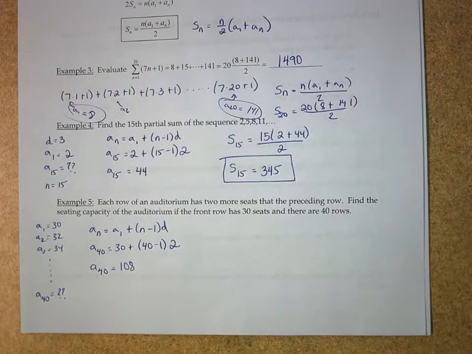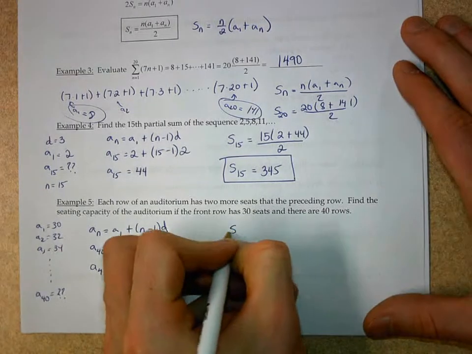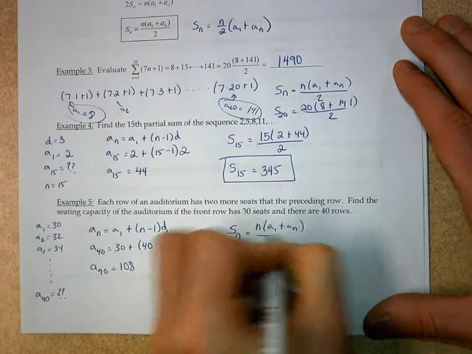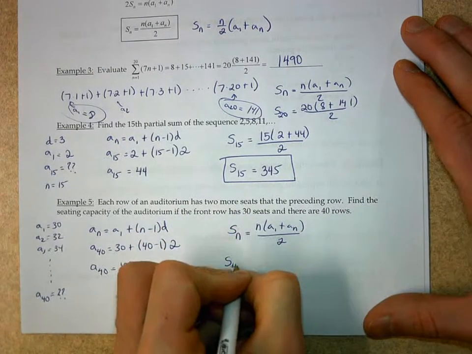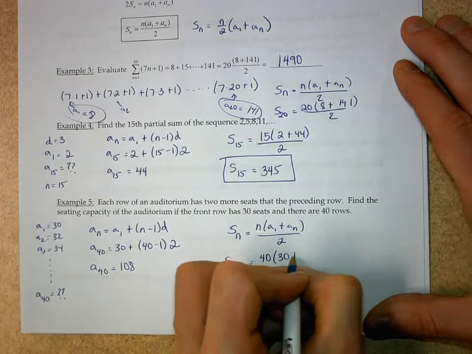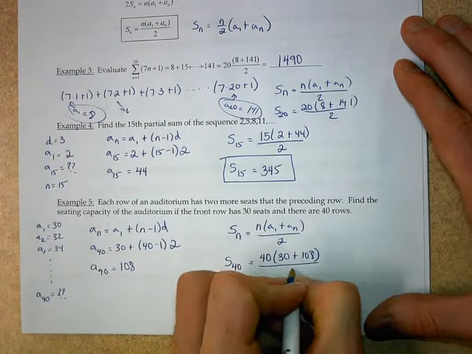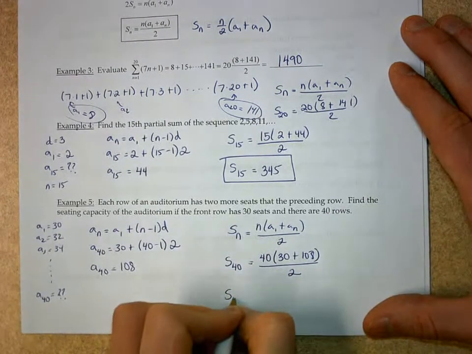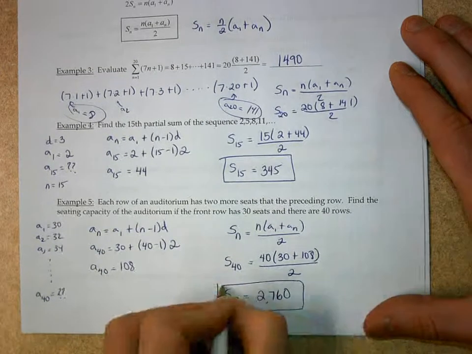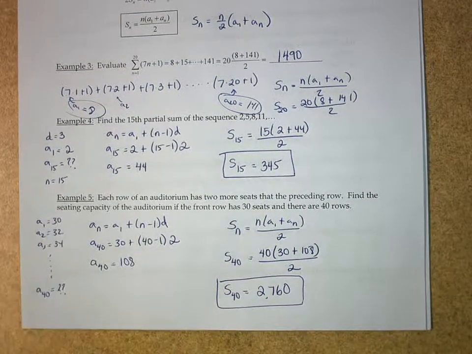Now that I've got my starting value a sub 1, my ending value a sub 40, and the number of rows, I can use my summation formula. S sub n is equal to n times (a1 plus an) over 2. We want the first 40 terms, and the first piece is 30 plus 108, over 2. So S sub 40 is 2,760. So there are 2,760 seats in the auditorium.